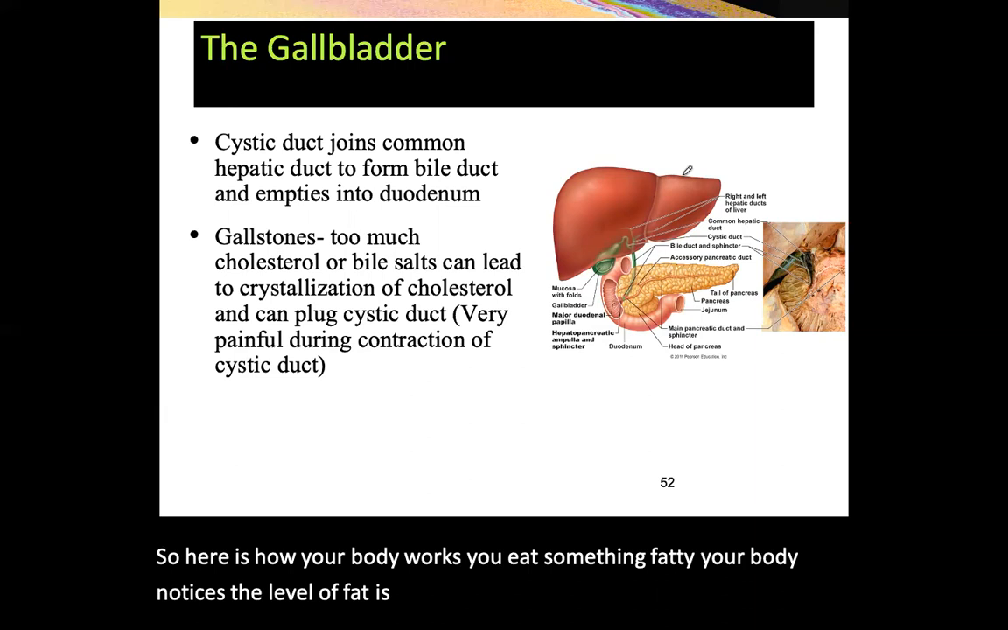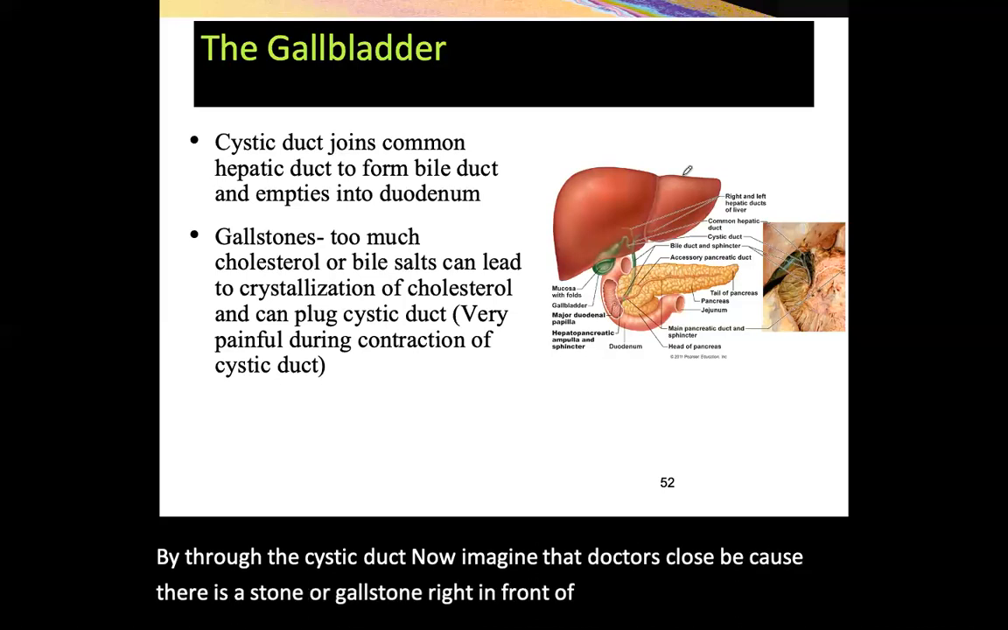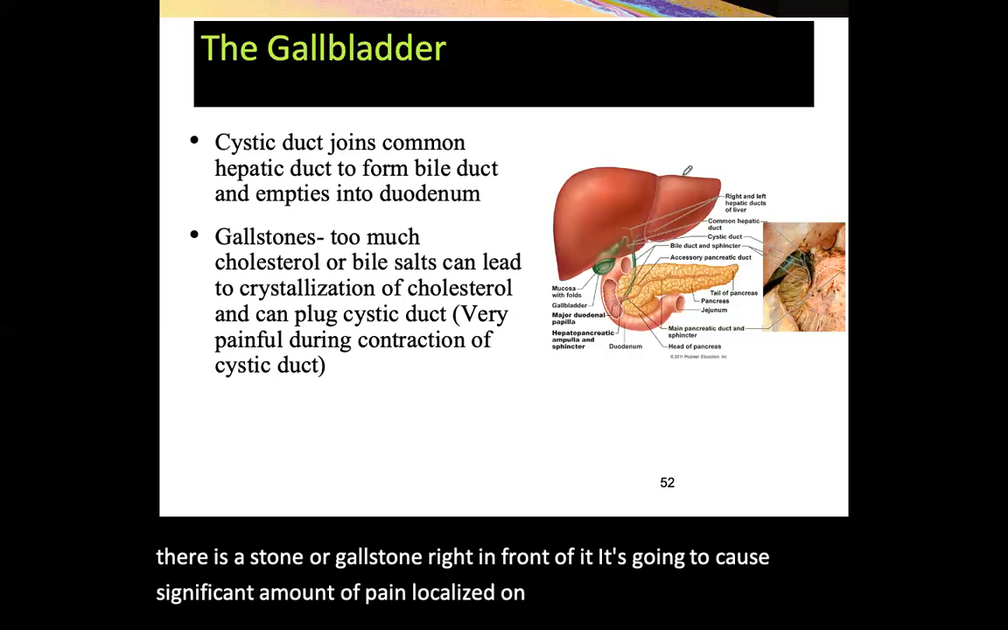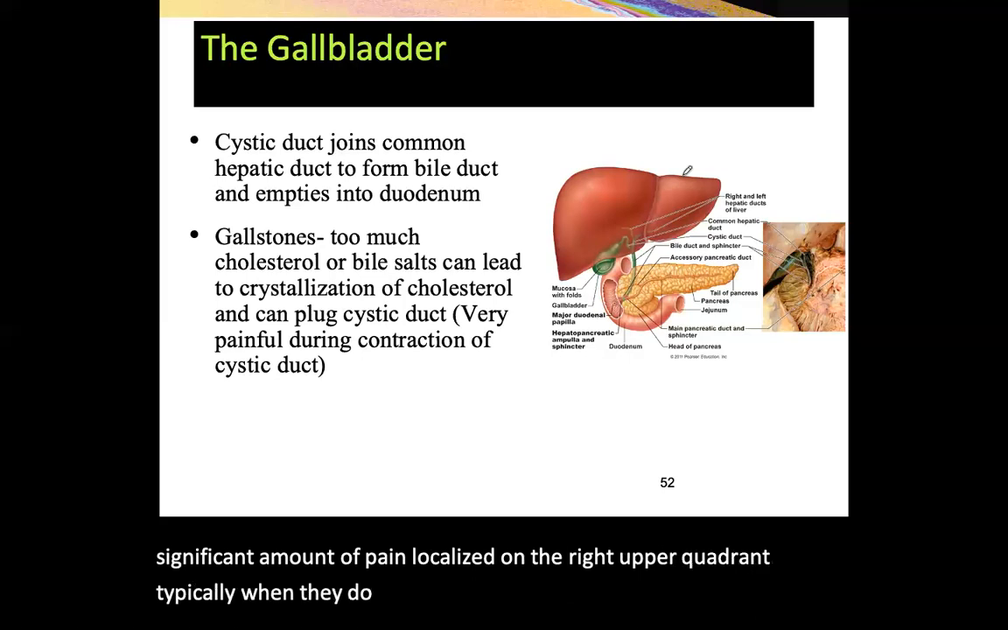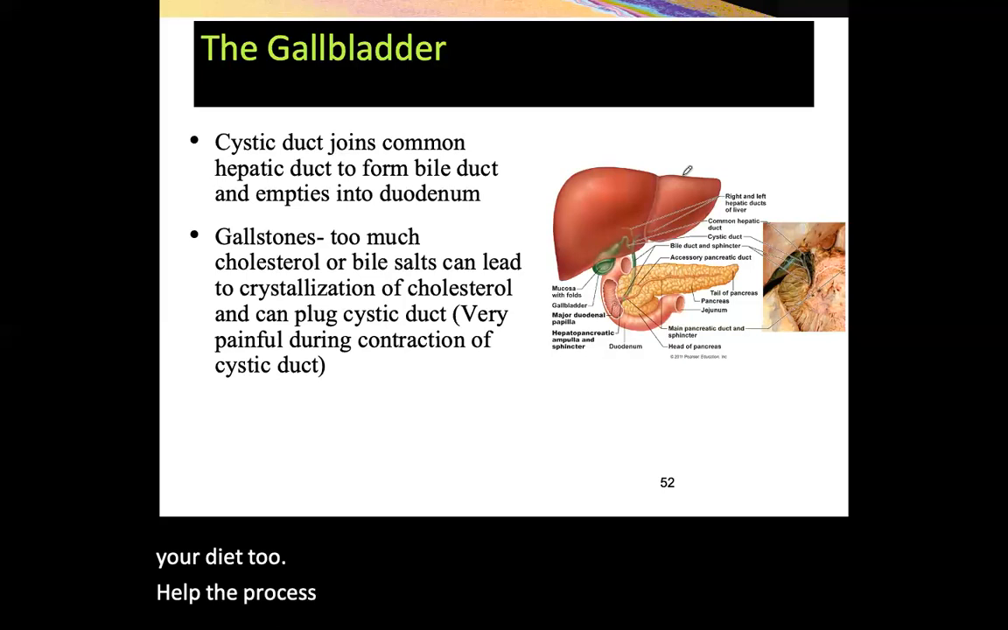It allows the gallbladder to release bile through the cystic duct. Now imagine that duct is closed because there is a stone or gallstone right in front of it. It's going to cause a significant amount of pain, localized on the right upper quadrant. Typically when they do diagnose you, they would try to help you adjust your diet to help alleviate some of the pain.